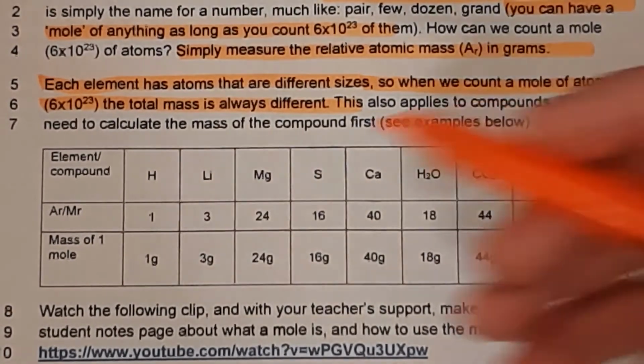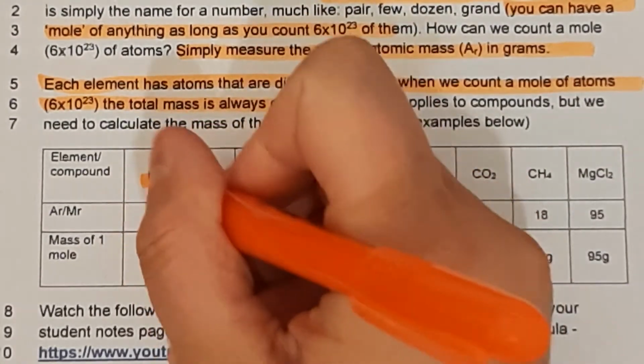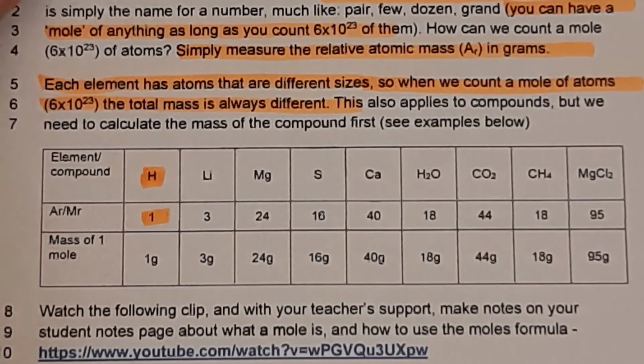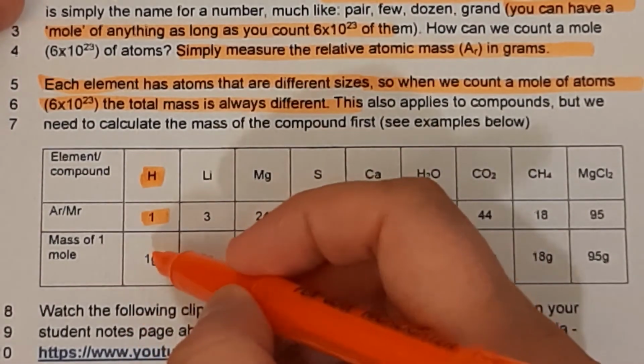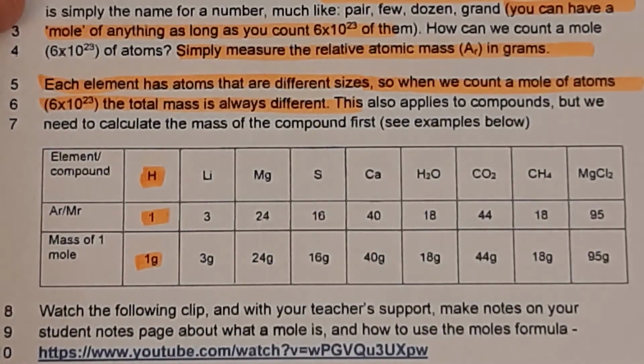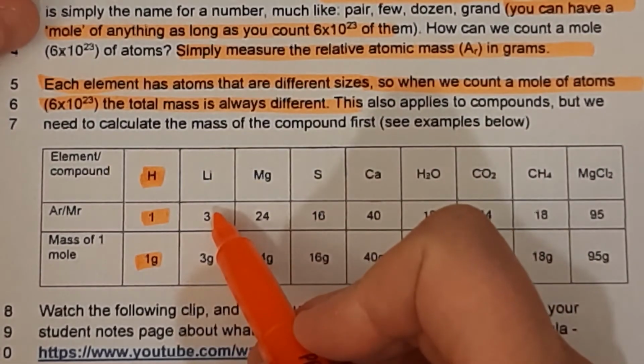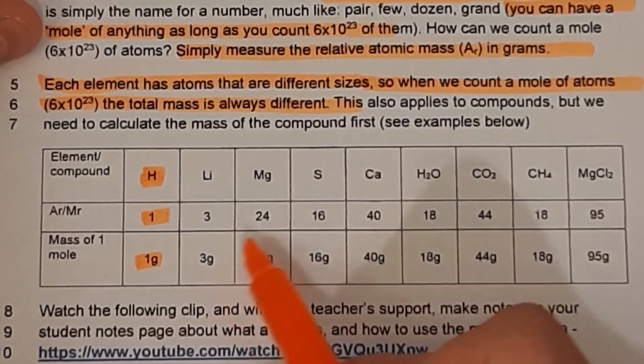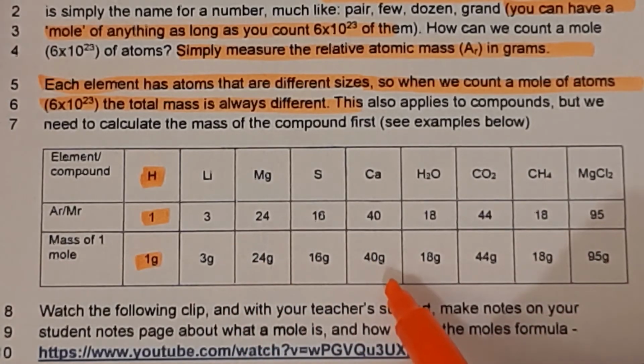So, for example, hydrogen has a relative atomic mass of 1, okay, because it's an element. So the mass of 1 mole of hydrogen is going to be 1 gram. Same goes for lithium. The relative atomic mass is 3, so its mass of 1 mole is 3 grams. And you can see this repeats, and that's the same for every element in the periodic table.